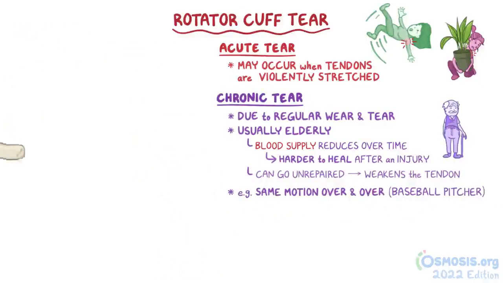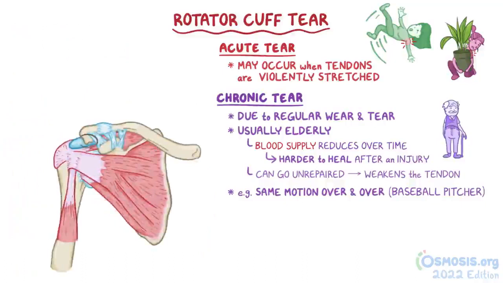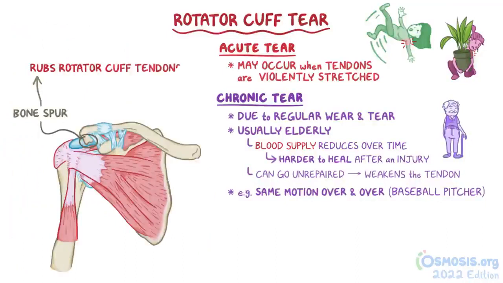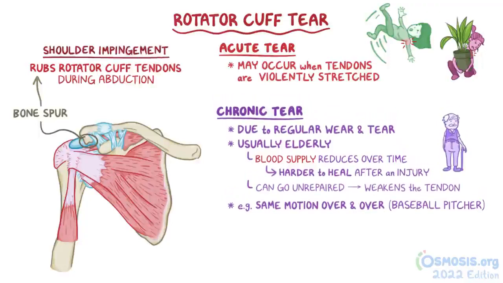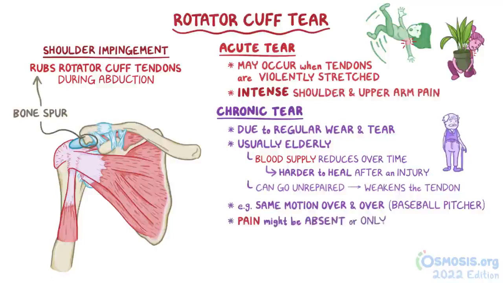Chronic tears can also occur where the bones overgrow, specifically where there may be a bone spur coming off of the acromion that rubs the rotator cuff tendons during shoulder abduction. This condition is called shoulder impingement. In an acute tear, there can be an intense shoulder or upper arm pain, whereas in a chronic tear, the pain might be absent, or only occur when using the affected shoulder. The affected shoulder may also be weak, specifically with abduction or rotation.